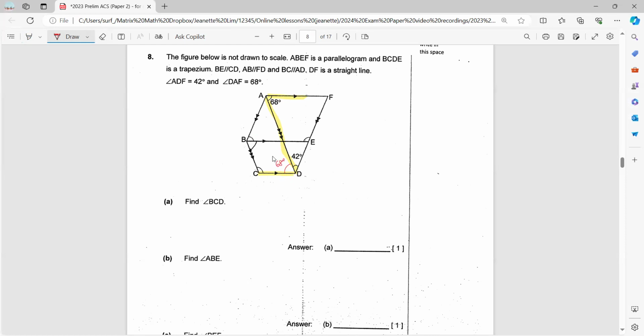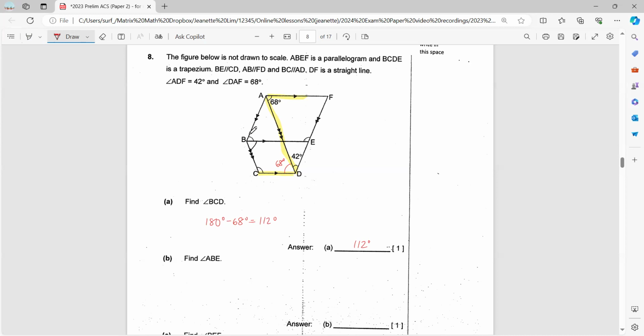So to find BCD, you can use interior angles. Basically these two angles add up to 180. Or you can say that this is 68, this is 68, so this opposite is also 68. So interior angles as well, 180 minus 68. So the answer is 112 degrees.